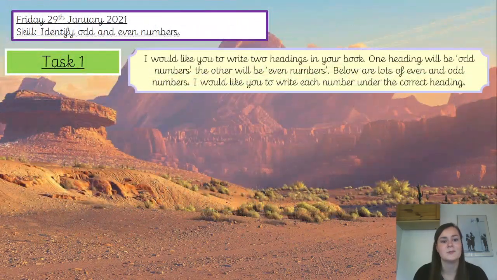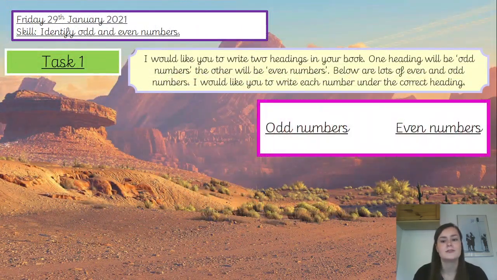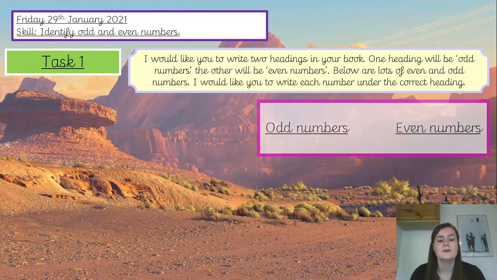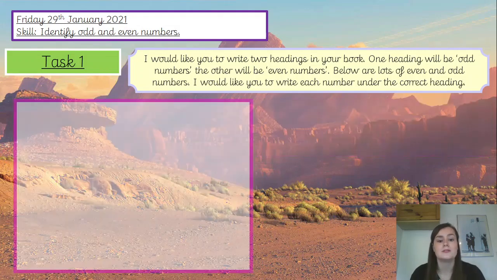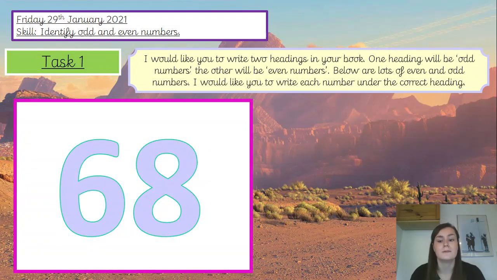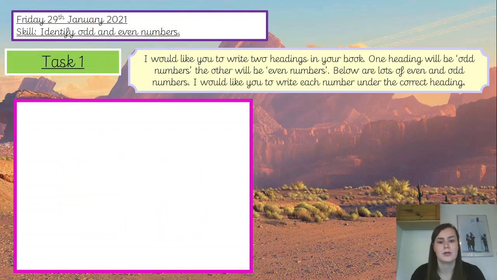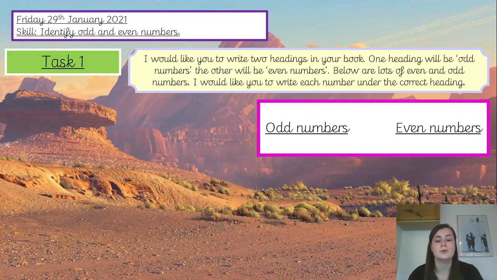Okay, task 1 then. So I would like you to write 2 subheadings into your catch-up book. One heading will be odd numbers, so that's this one, and the other will be even numbers, which is this one, so you can underline it with your ruler as well. And then I'm going to show you a range of odd and even numbers, and I'd like you to write them under the correct subheading. Okay, so I'll go back. You can pause the video now and copy these 2 subheadings into your catch-up book.